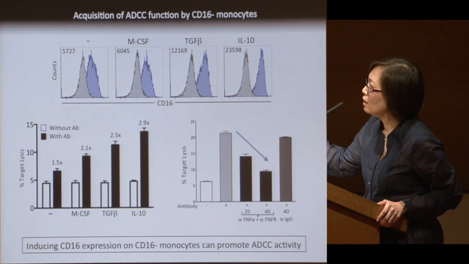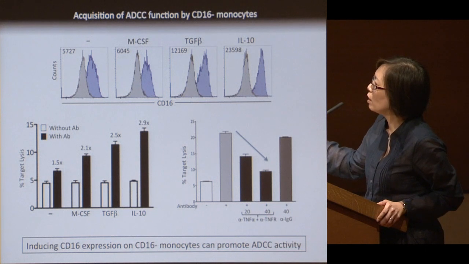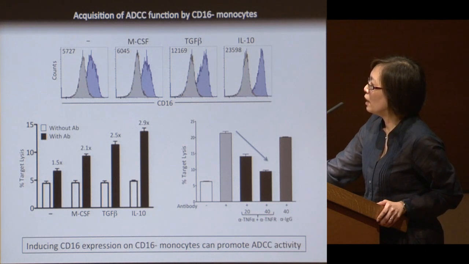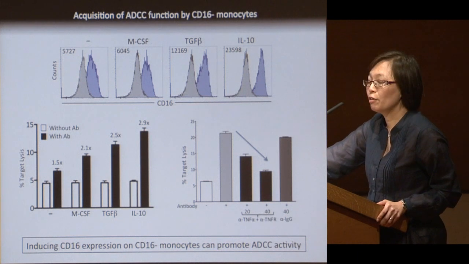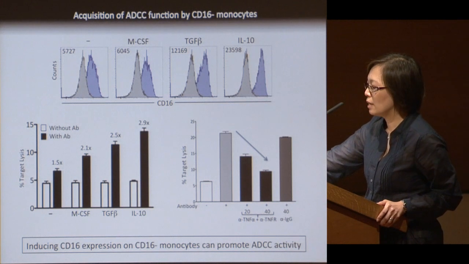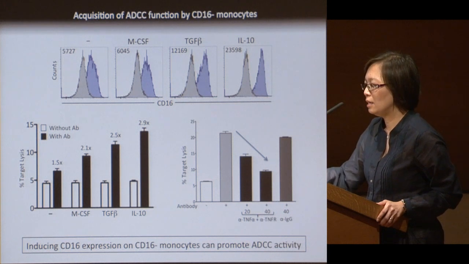And using IL-10 as an example, we can also see that the addition of blocking antibody against TNF-alpha and TNF-alpha receptor can also inhibit these cells from killing their target cells, again showing that the killing is through a TNF receptor mediated event.